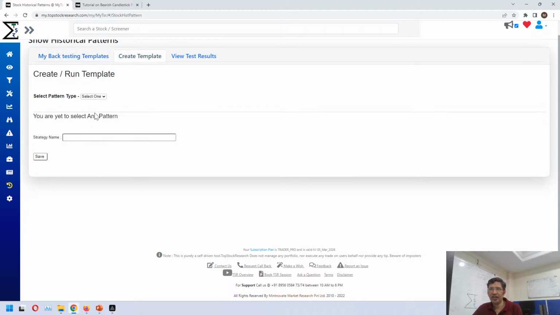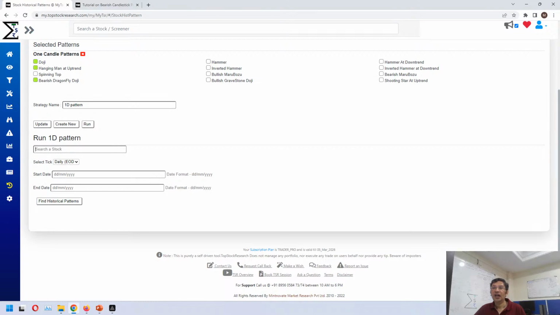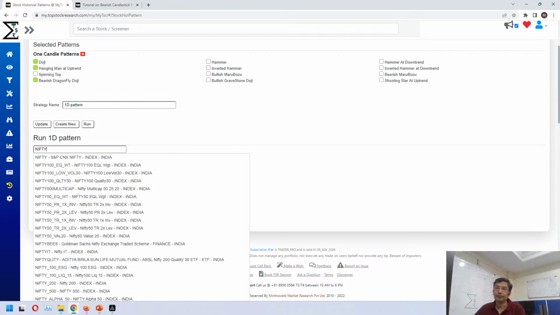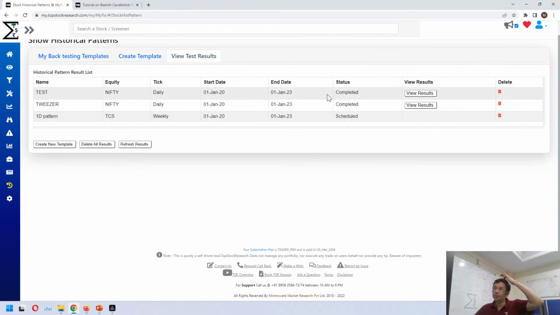For example, if you want to create a pattern, a 1D pattern, one day pattern, what you can do is choose 1-day candlestick patterns. You can choose Doji, hanging man, all these kind of things. Save it, run it on a stock, let's say Nifty, or maybe we have used Nifty quite a few times. Let's use TCS, right? Go for a period. You can go for a long period. You can go for any tick, for example weekly tick. Go. So between this period, from January 30 to this date, how many patterns are formed?